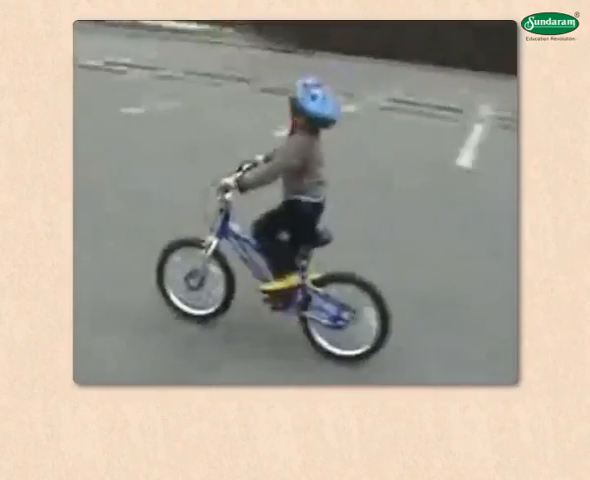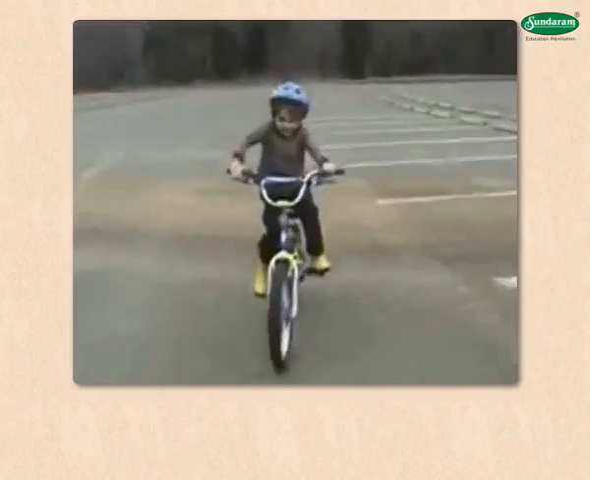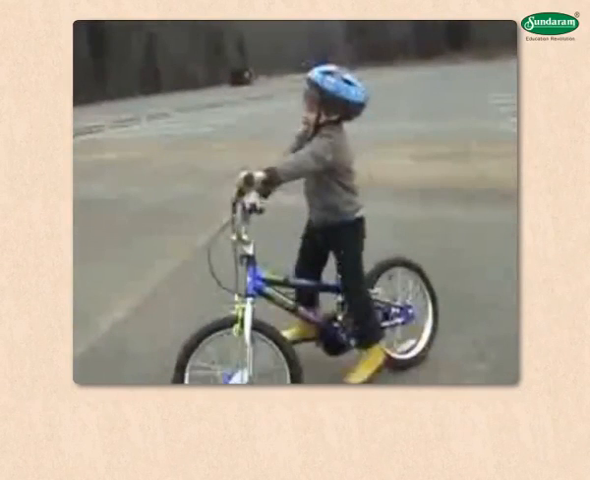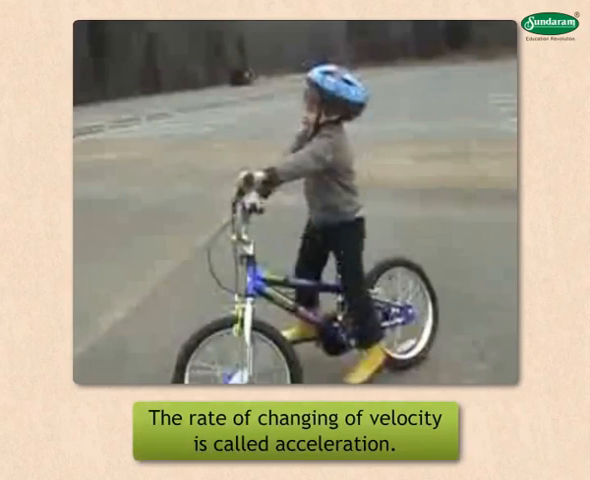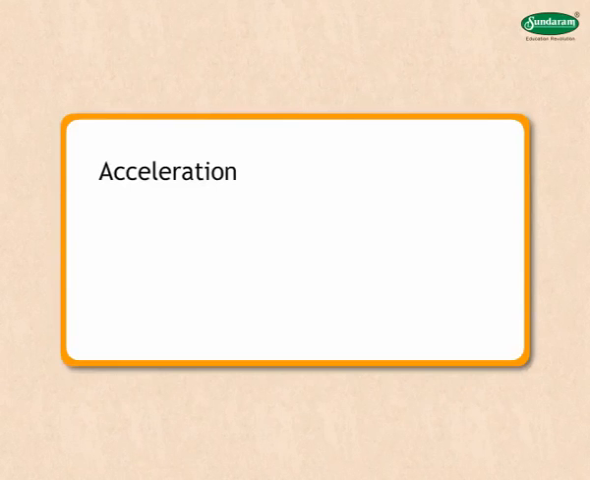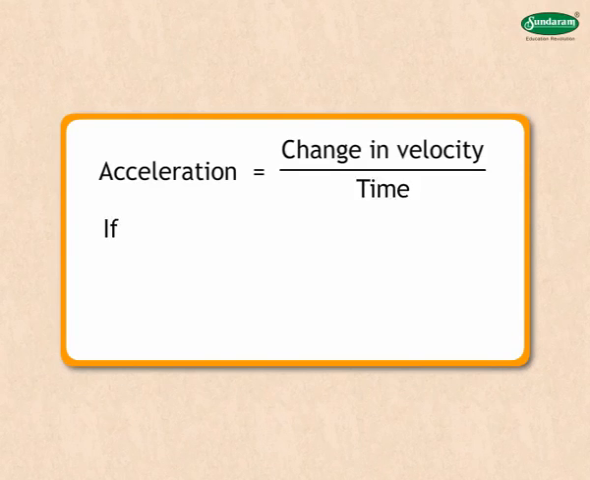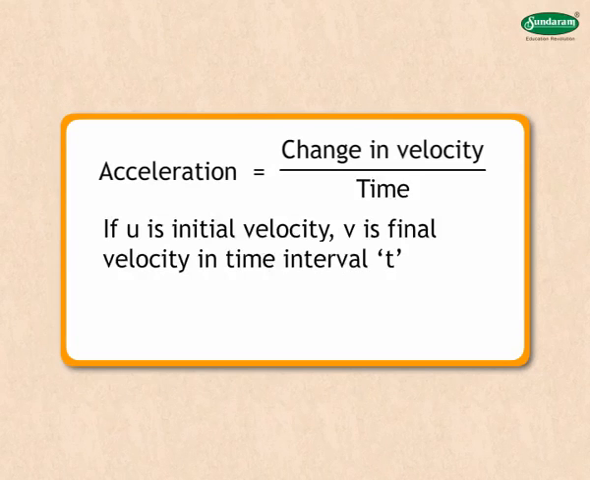Acceleration. Pedal your bicycle starting from rest and attain maximum velocity in few minutes. If you see your friend in the path, apply brakes. The bicycle stops after becoming slow. In the entire case, velocity does not remain constant. The rate of changing of velocity is called acceleration. Acceleration is equal to change in velocity divided by time. If u is the initial velocity, v is final velocity in time interval t, then a is equal to v minus u divided by t.